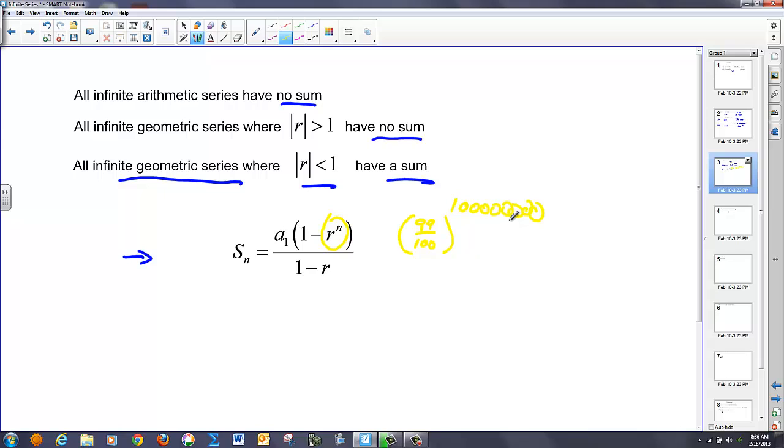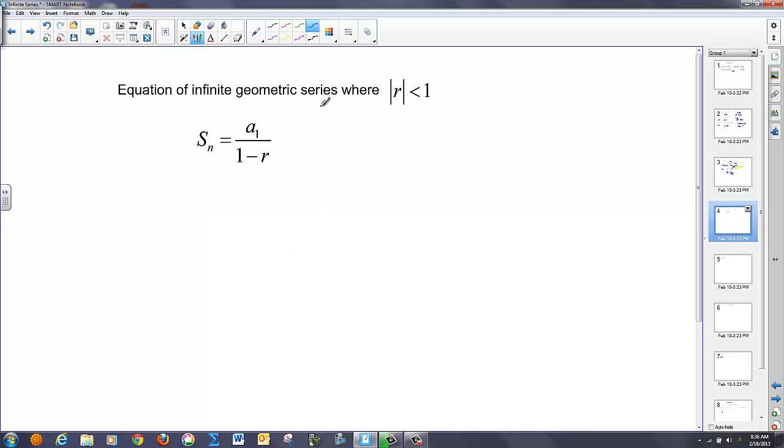And that's not even close to infinite, because remember, I'm trying to add a whole bunch of these terms. This is going to be a ridiculously small number. In fact, r to the n, assuming that the ratio is less than 1, is going to go to 0. So if that just goes to 0, I'm going to be left with the first term. The only thing that's in these parentheses now is 1, so it's just the first term over 1 minus r. And that, in fact, is our equation for an infinite geometric series where r is less than 1.